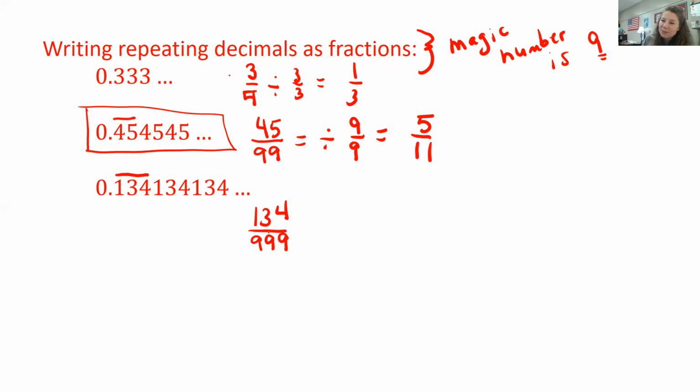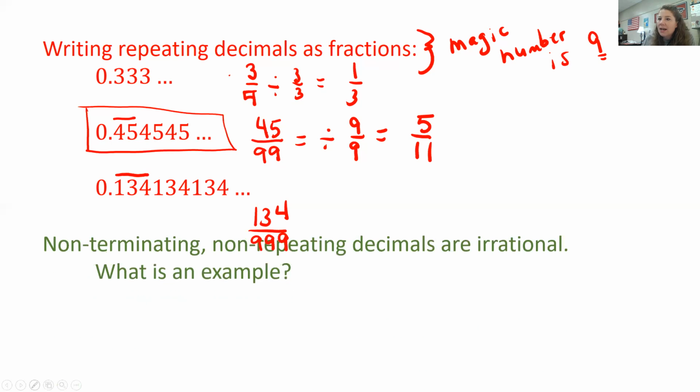They're not divisible by 2. They're not divisible by 3. But could be a bigger number. I just don't know what it is. But double check your calculator. Is 134 divided by 999.134134? Yes, it is. So that's how you write that. That's why repeating decimals are rational numbers, because you can write them as fractions.